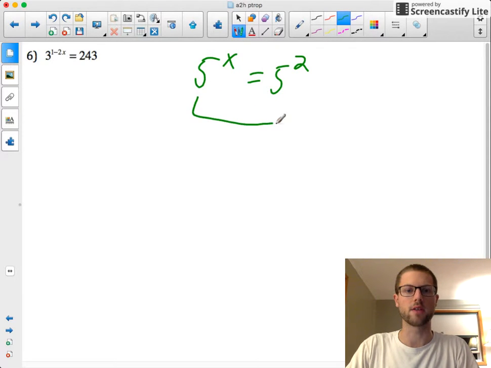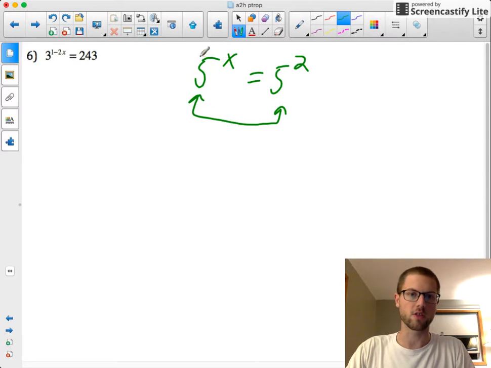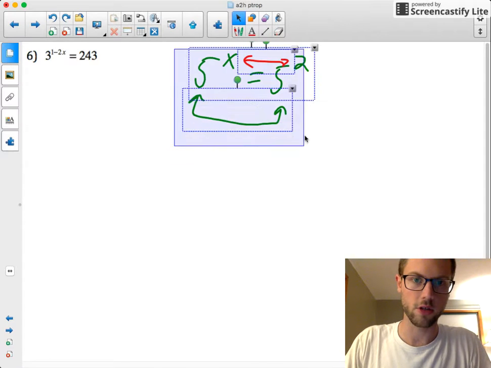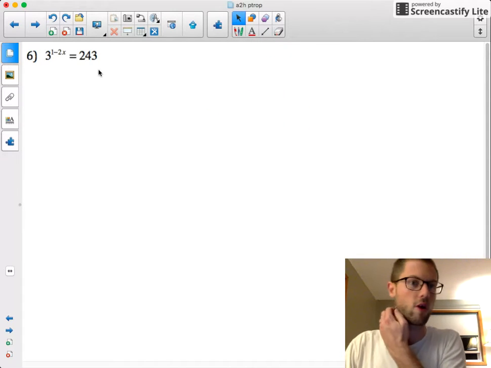where I have the same base, if I have 5 to the x is going to equal 5 to the second, well, it must make sense that this x term is also 2. So when I have the same base, I can set my exponents equal to each other and solve for x in that way. So I'm going to use a similar strategy with this problem here.